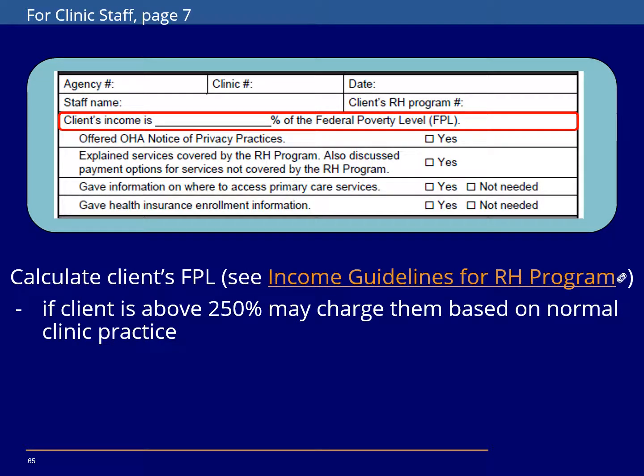Next, we ask for the client's FPL. To be eligible for the RH program coverage, their individual income must be 250% or below the federal poverty level. If they are above that, you must still provide them services, but you may charge them based on your normal clinic practice.